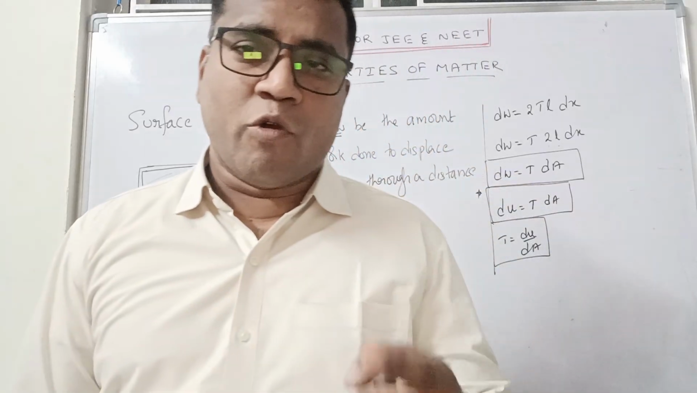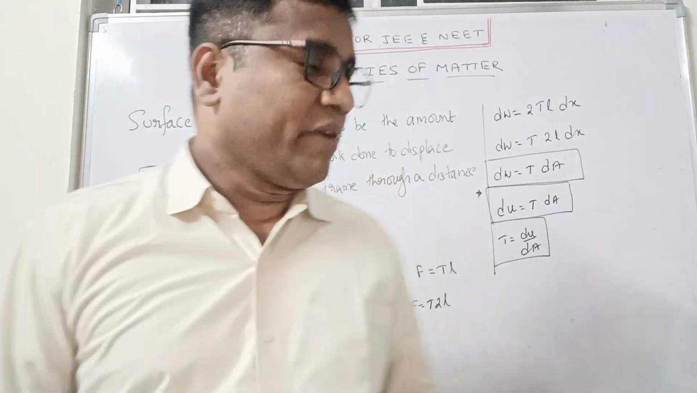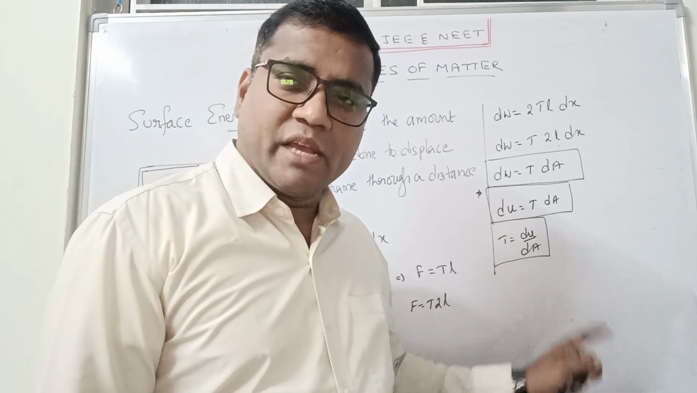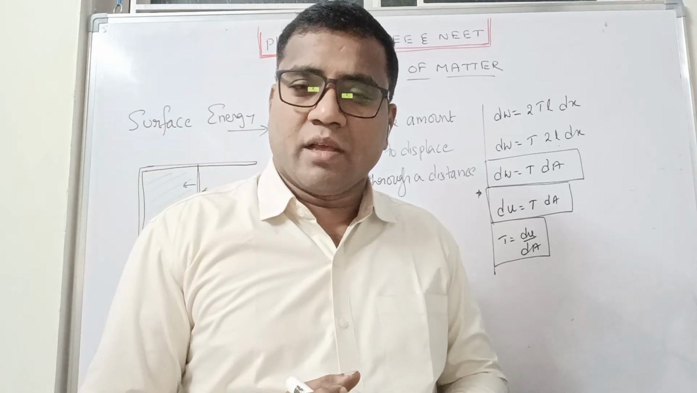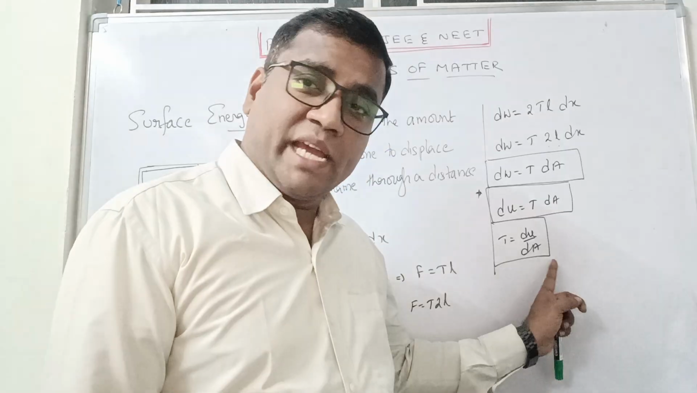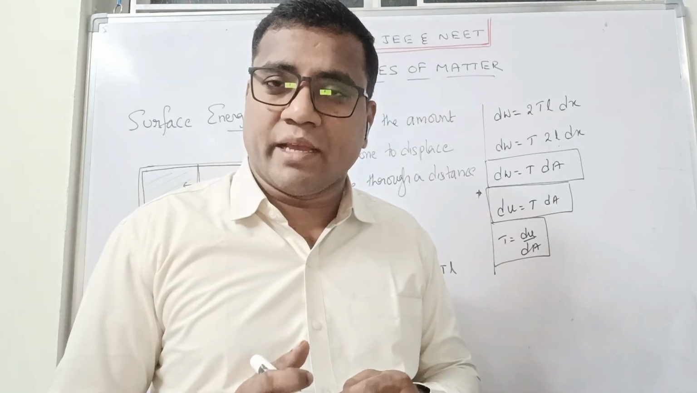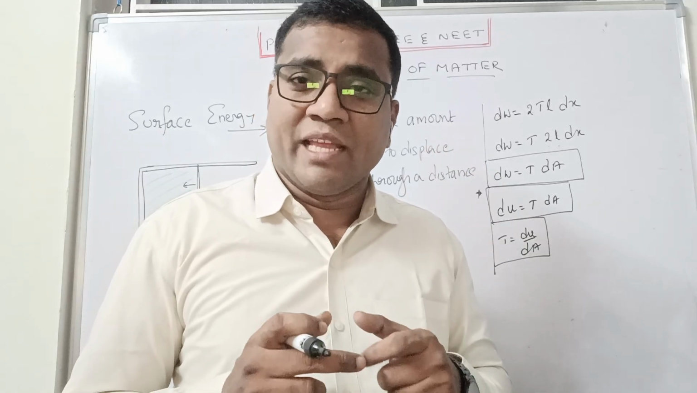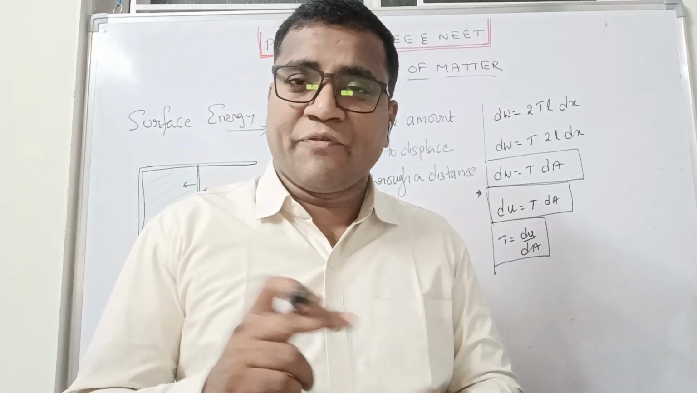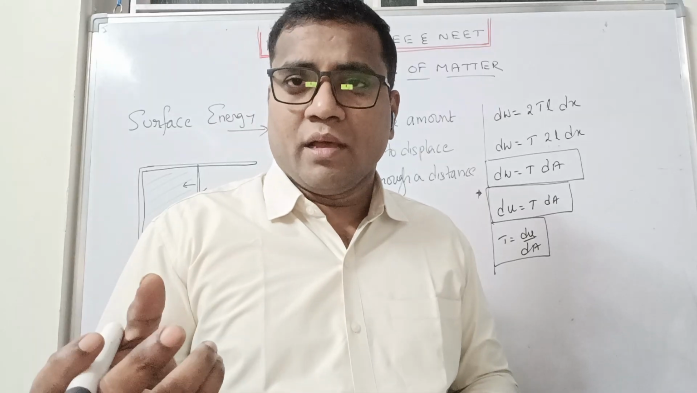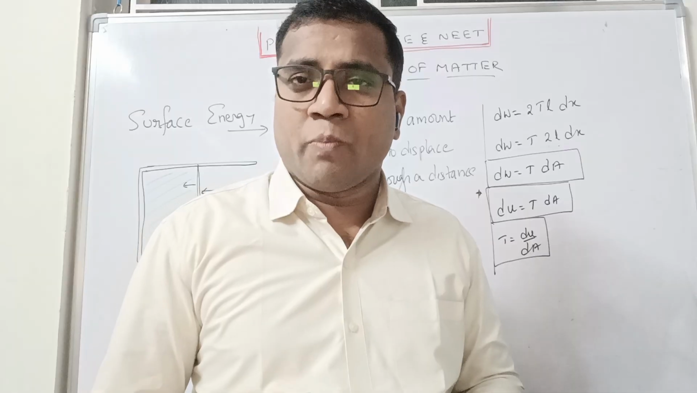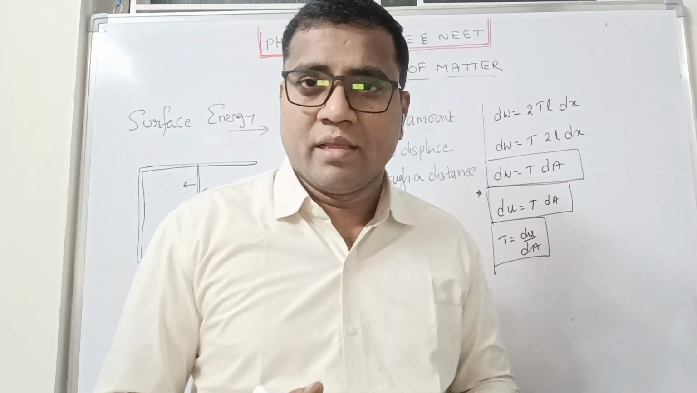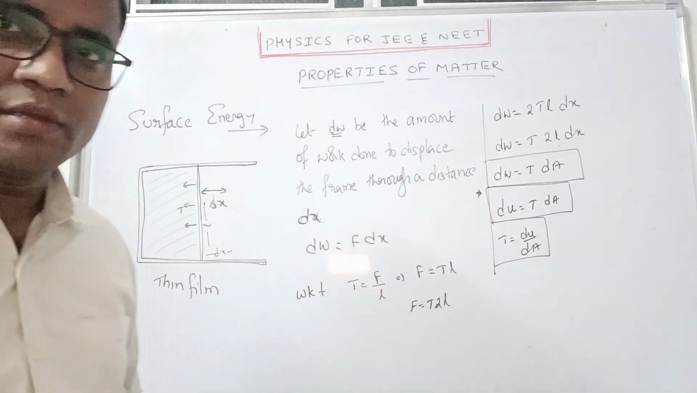Tension is nothing but force upon length, or we can write tension is nothing but dU by dA. What is dU? The work done or change in energy. And dA is nothing but the increase in the surface area. We have to be very careful. If it is a thin film, two surfaces are there. If it is a drop, only one free surface will be there. Am I clear? I hope you are understanding, right? So please make a note.